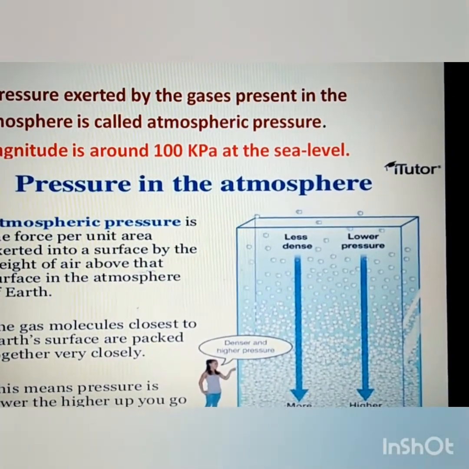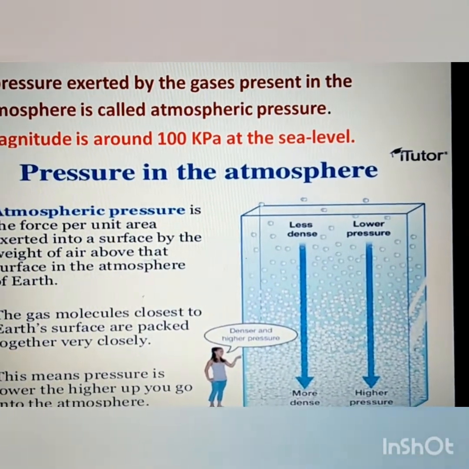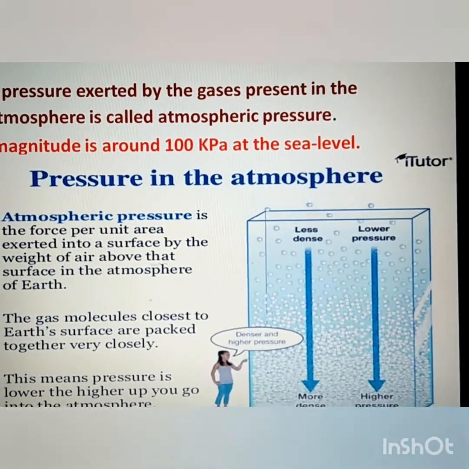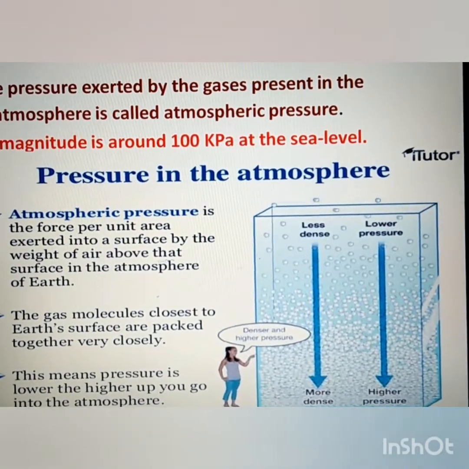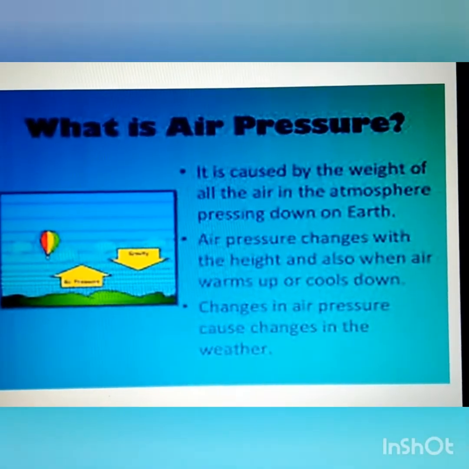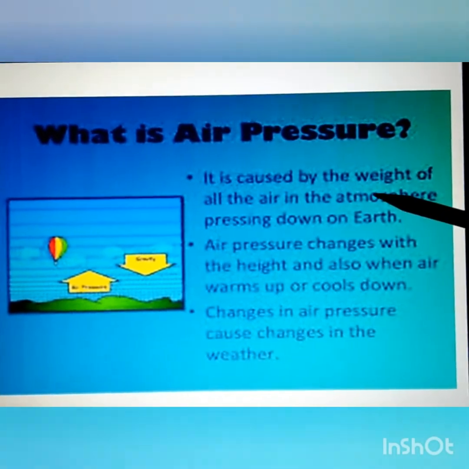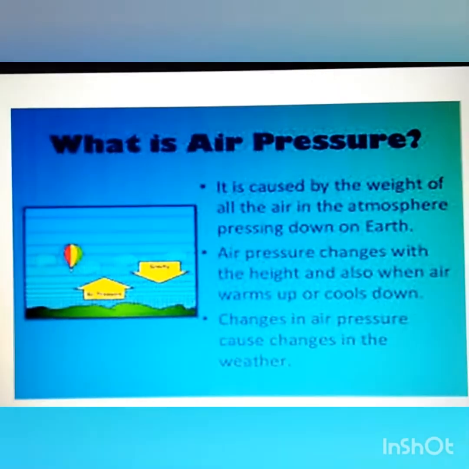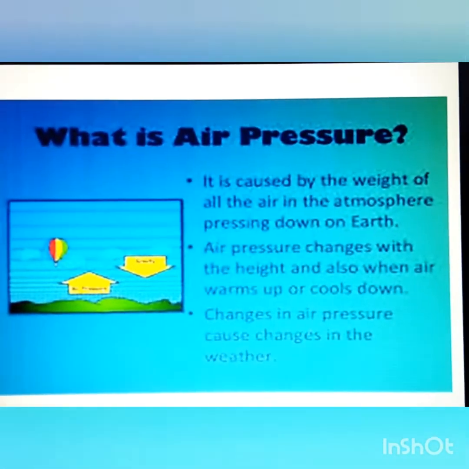Now what will happen? As we go to higher altitudes, this pressure will become less, and because of that we sometimes suffer from nose bleeding, right? And what is it due to? Let us see. First, what is air pressure? It is caused by the weight of the air present all around us. It can change due to the altitude or the temperature of the air.